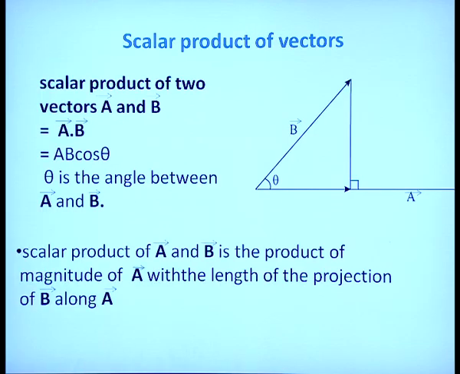Now, what is scalar product of two vectors? Scalar product of two vectors A and B equal to A dot B. It is represented by vector A dot vector B, which is equal to AB cos theta, where theta is the angle between vector A and vector B. Also, we can say that scalar product of A and B is the product of magnitude of vector A with the length of the projection of B along A.